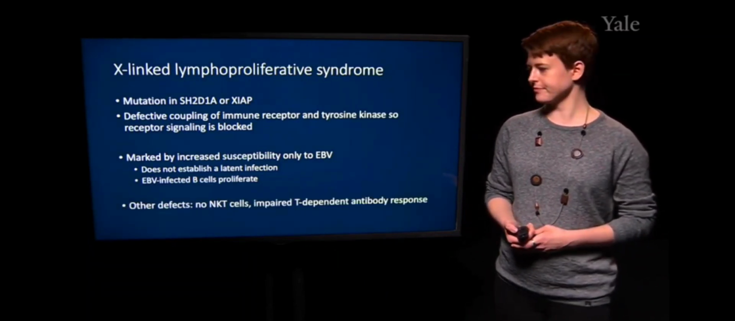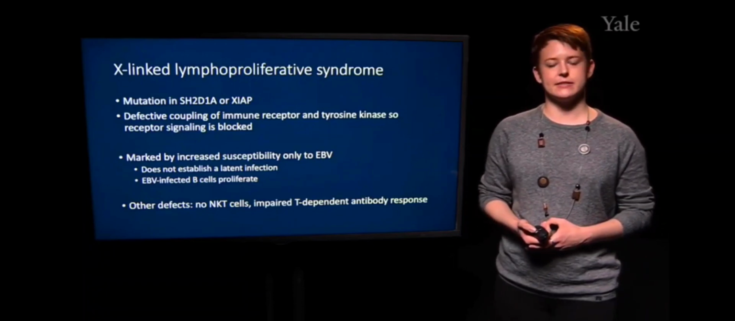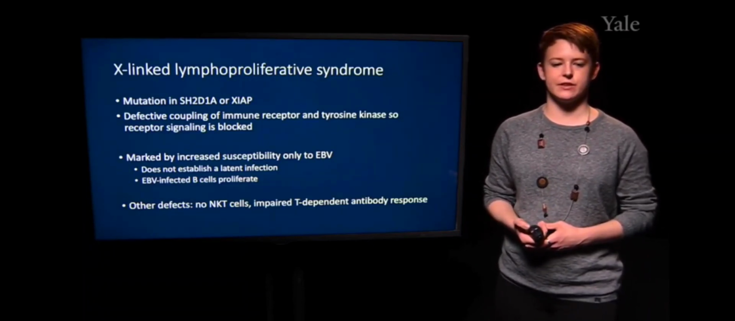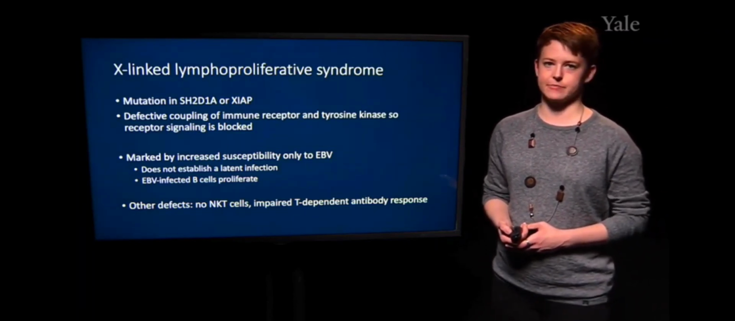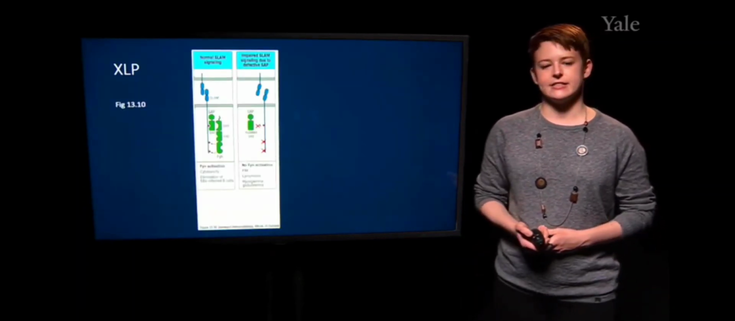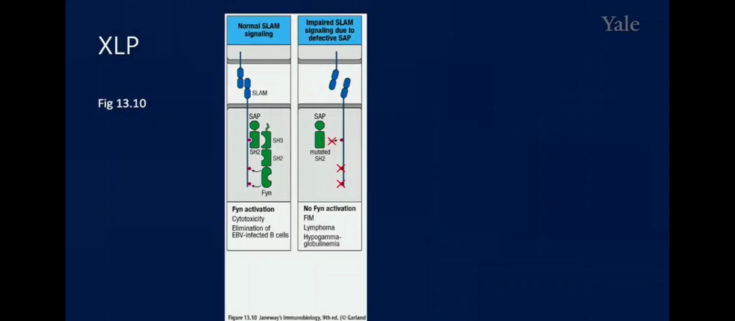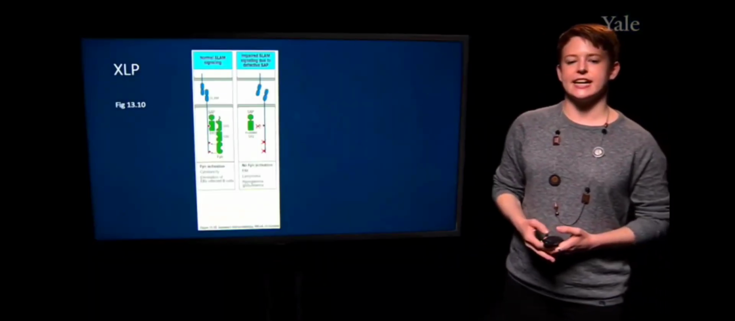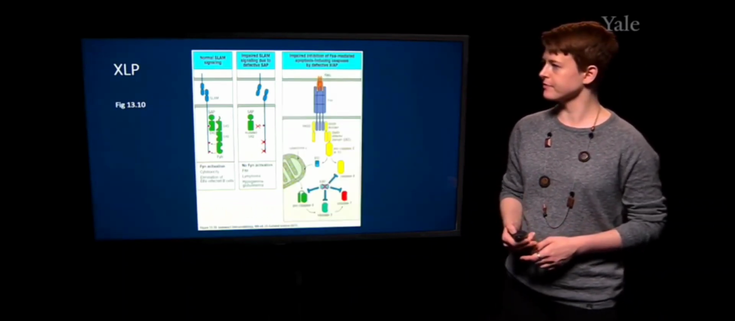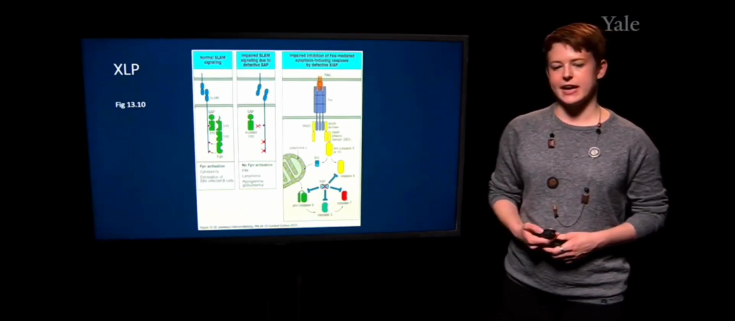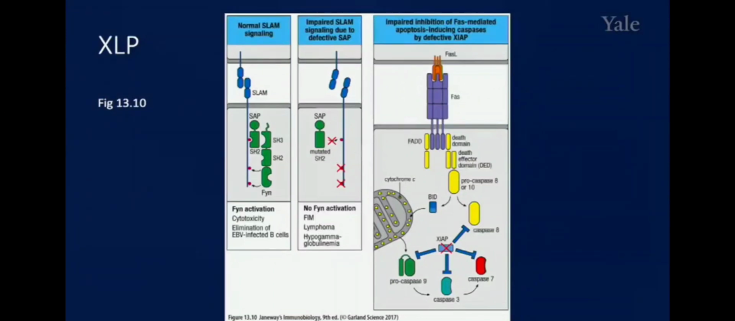There are other possible defects that can also occur with this, which involves no NKT cells, as well as an impaired T-dependent antibody response. So I mentioned that this genetic defect is due to problems in the coupling of the receptors and receptor signaling. So we can see here the genetic defect prevents the tyrosine kinase from being able to signal, even if the receptor is engaged. And we can also see then impaired Fas-mediated apoptosis, and this can also exacerbate the lymphoproliferation.